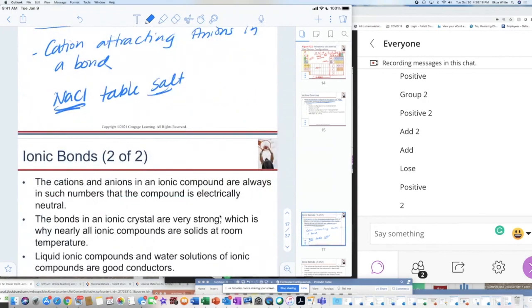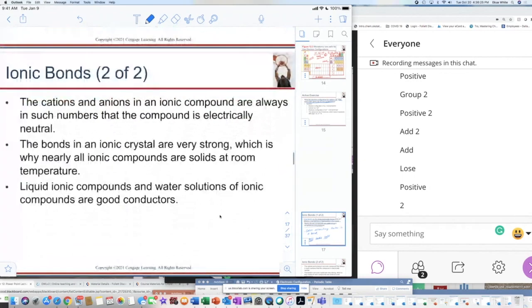People say soy sauce is literally salt, and I'm like, there's other stuff in there. There's liquid, there's brown stuff. So it's more than just salt, even though it is very salty.